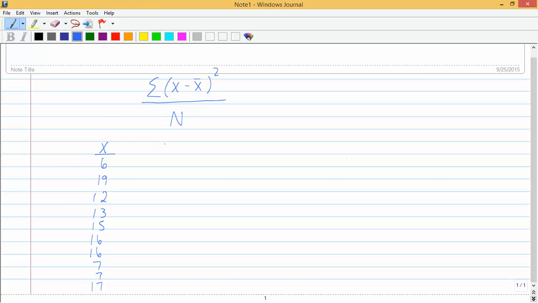Because this next column you make is x minus x bar, and so I do need to know the mean of the set of data. I've already done that. If you add all these together and you divide by 10, you get 12.8. And so the number here is going to be 6 minus 12.8, 19 minus 12.8. And that's what you want to do all the way down.